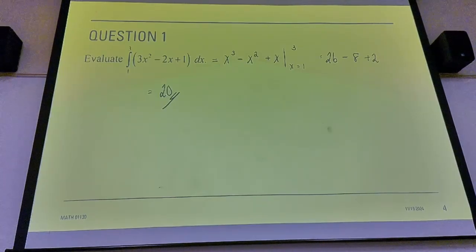I challenge you to do that using Riemann sums. Verify that you get 20. So much easier. At least for now. Will we get to a point where doing it via the limit definition will be easier? Well, limit definition will never be easier. Okay.